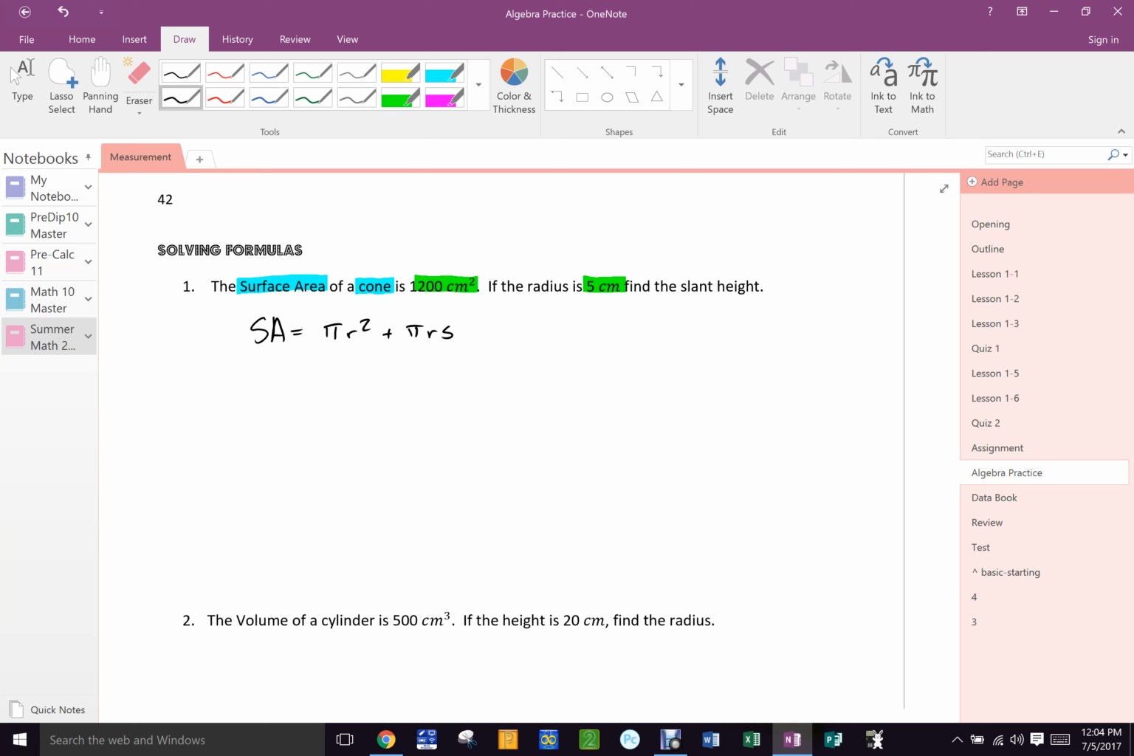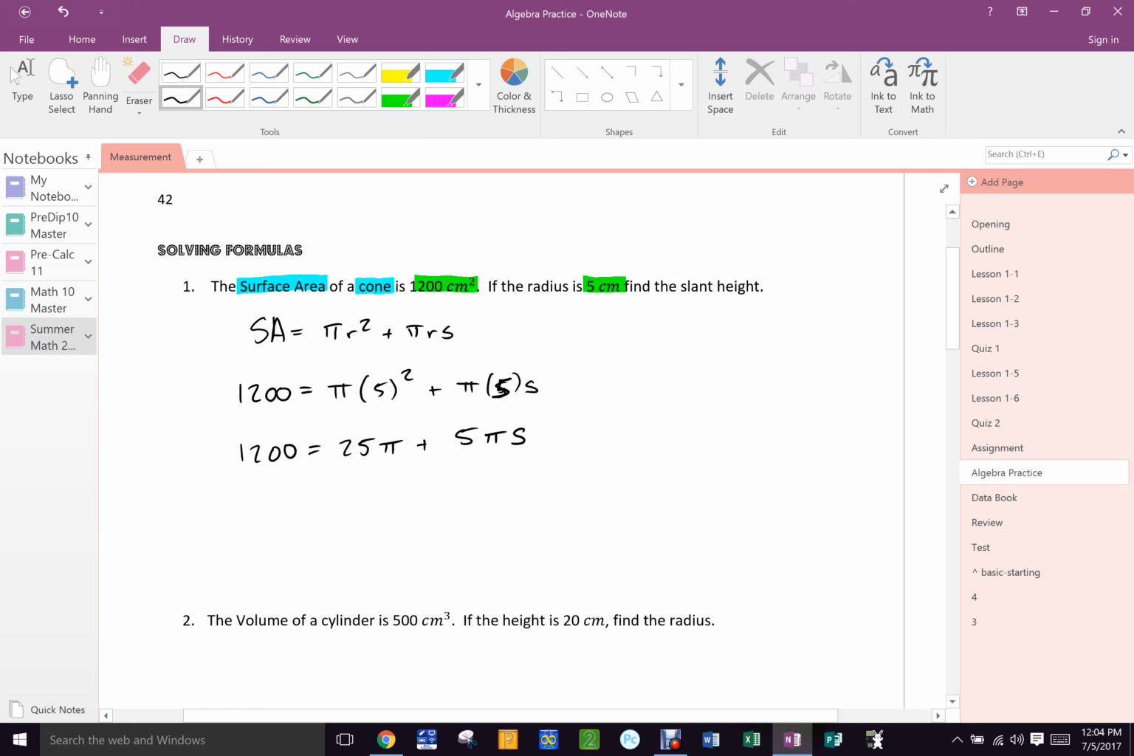You know the radius, so you can put in every r. What else do you know? The surface area, so you can put that in. So it's 1,200 equals pi times 5 squared plus pi times 5 times s. Let's tidy this up. 1,200. What's 5 squared? 25 pi plus 5 pi s.